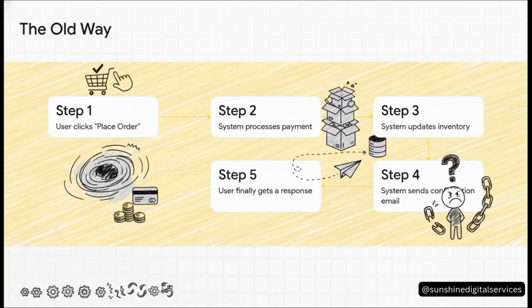And this is exactly why. The system had to do everything in a single, rigid line. It has to process the payment, then it can update the inventory, then it can send the email. If any single one of those steps is slow, or even worse, if it fails, the whole chain just breaks, and you, the user, you're just left hanging. It's slow, it's risky, and frankly, it's just a terrible experience.